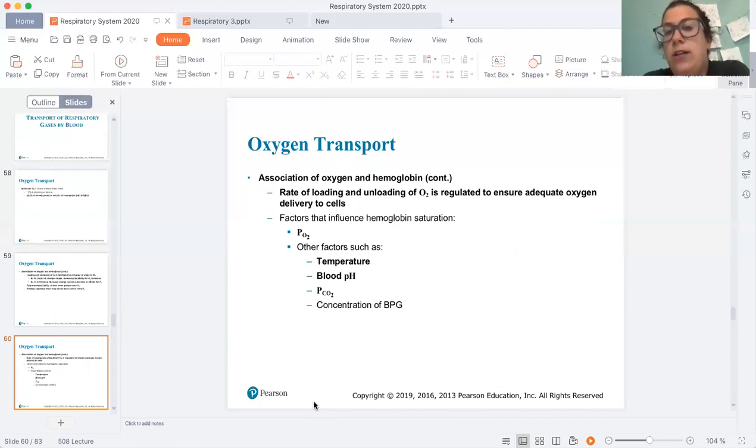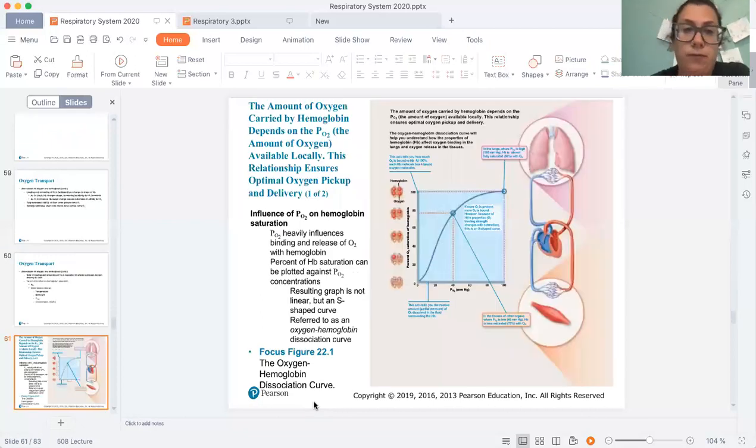A lot of times when we look at oxygen saturation, we're looking at the oxygen hemoglobin association curve. And this is an S-shaped curve. What it's looking at is the rate of loading and unloading of oxygen, and it's tightly regulated to ensure that oxygen can get to the cells. So there are a few factors that influence how well saturated hemoglobin is. And that, of course, is pressure. The partial pressure of oxygen is going to influence it. But temperature, blood pH, partial pressure of carbon dioxide, and also the concentration of what's called BPG will influence how much the hemoglobin has an affinity to hold on to that oxygen.